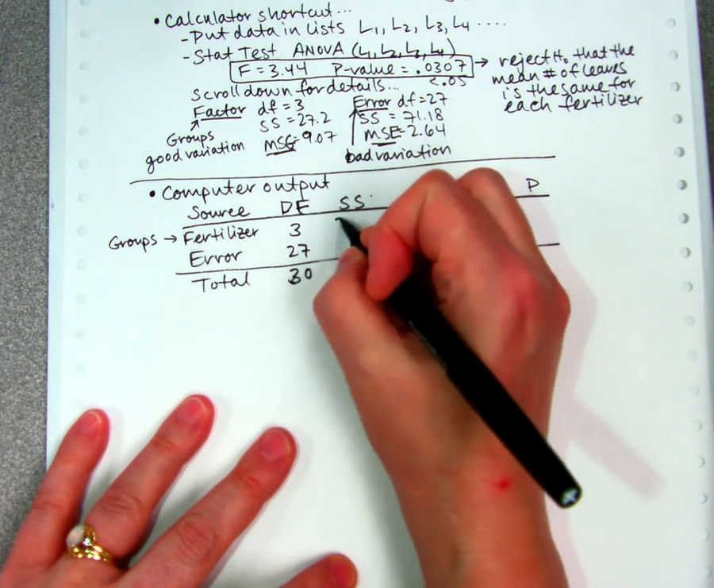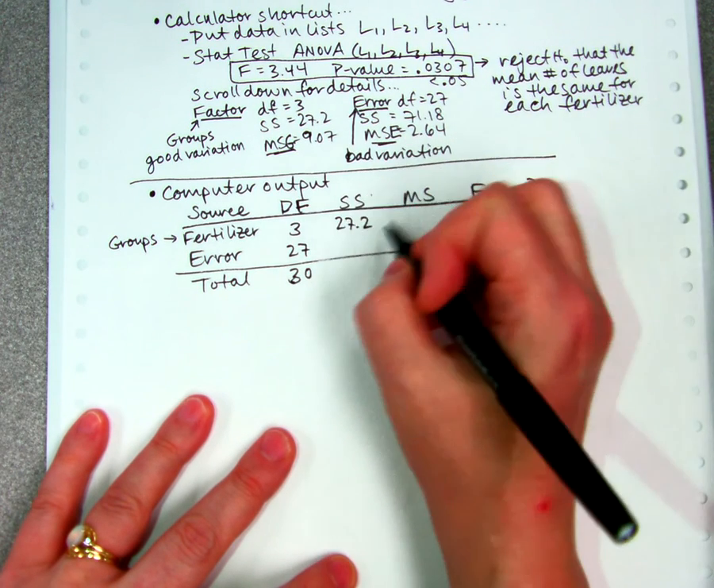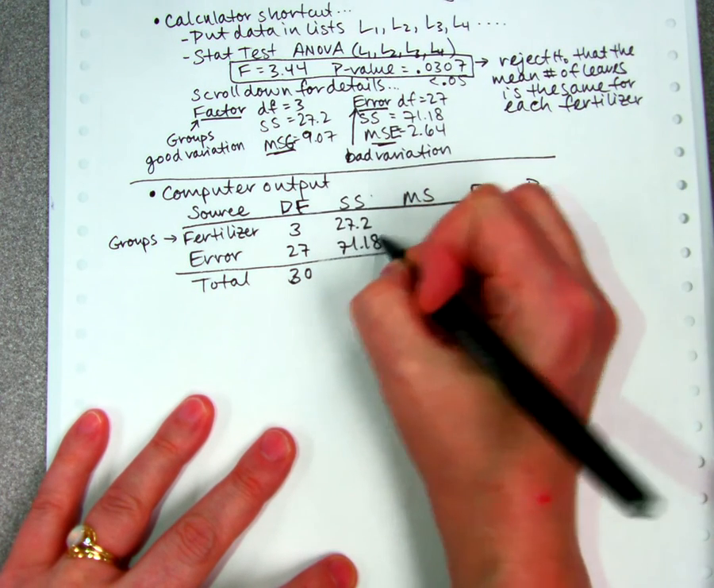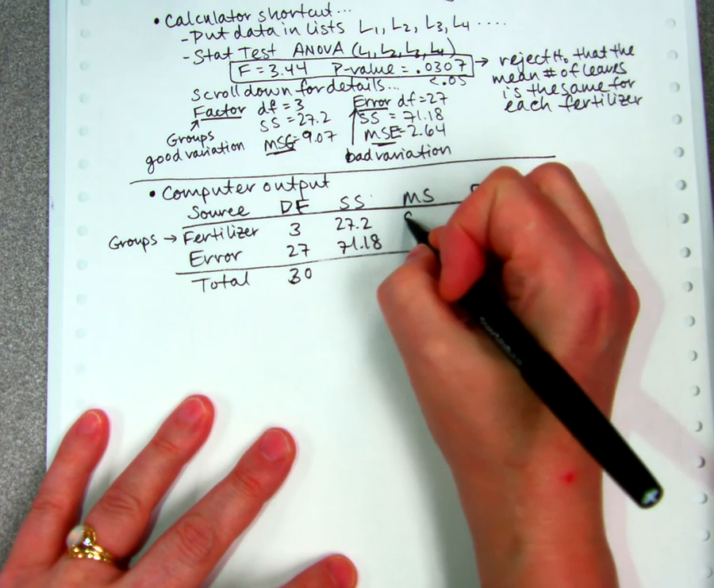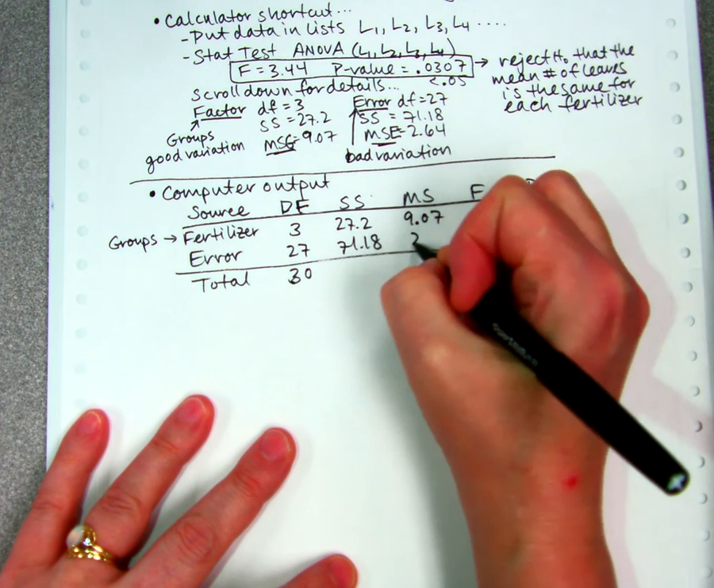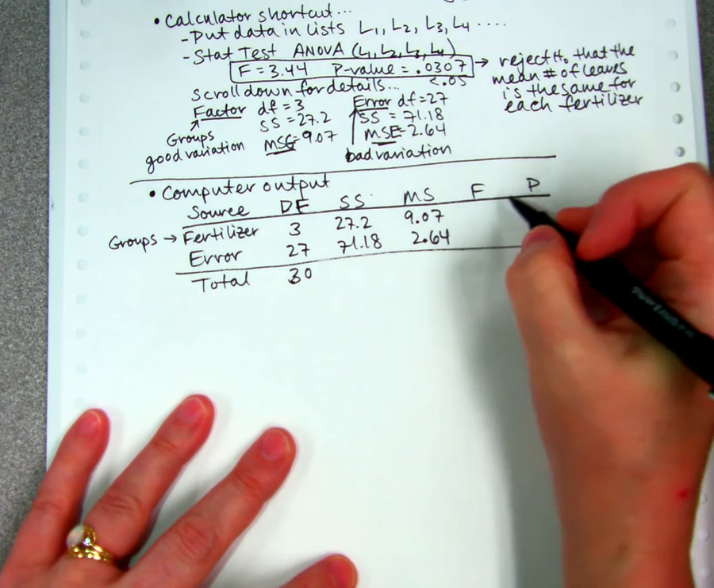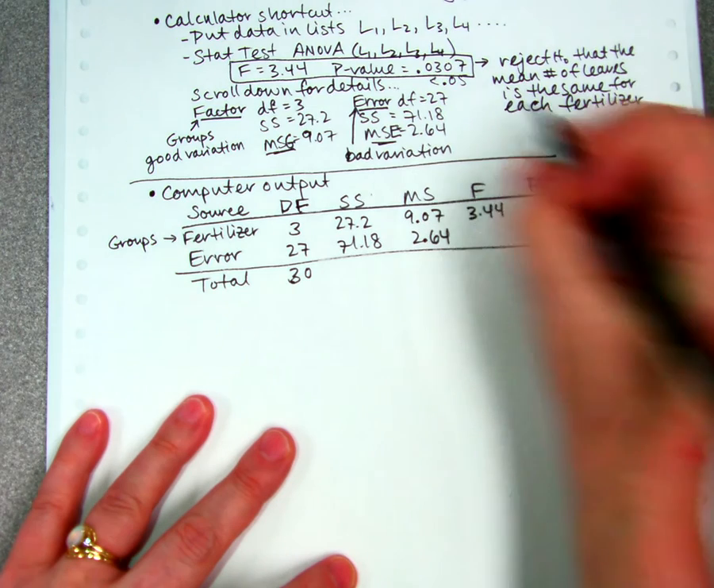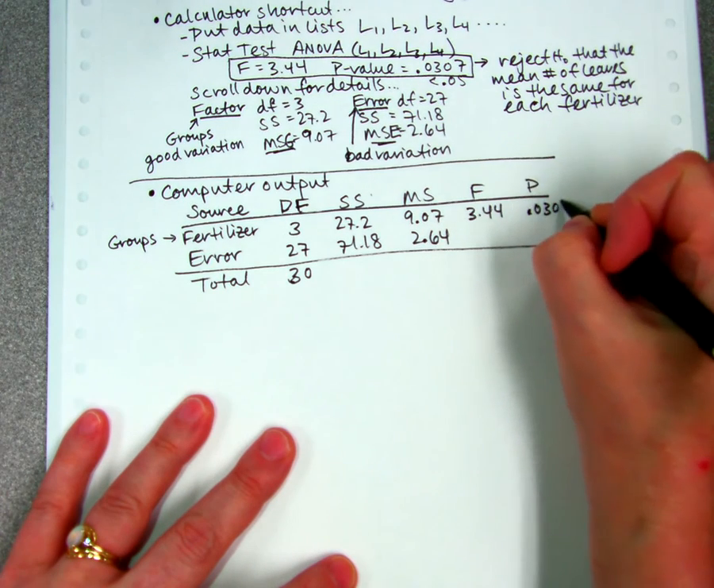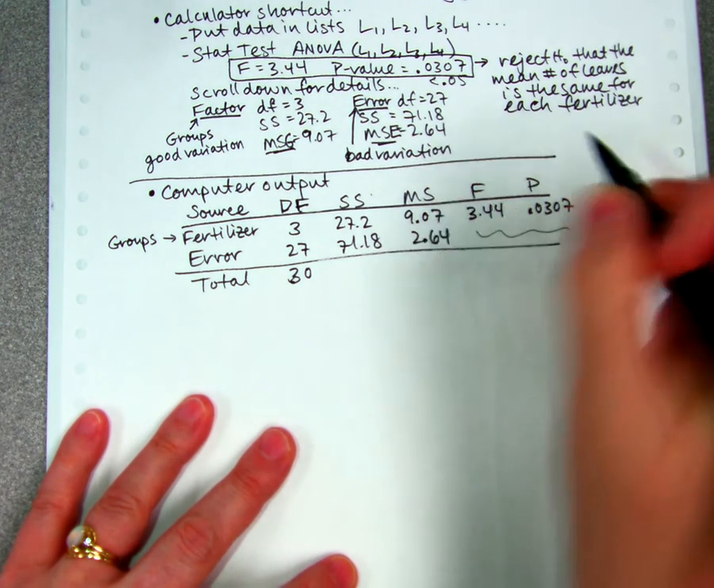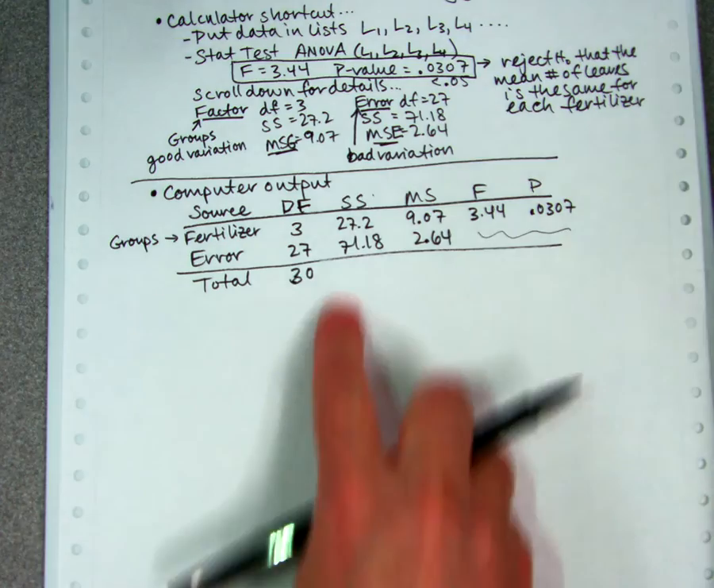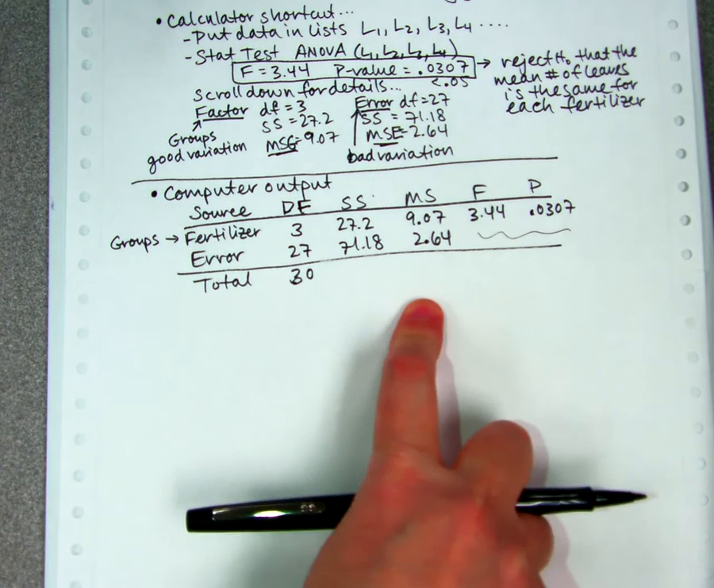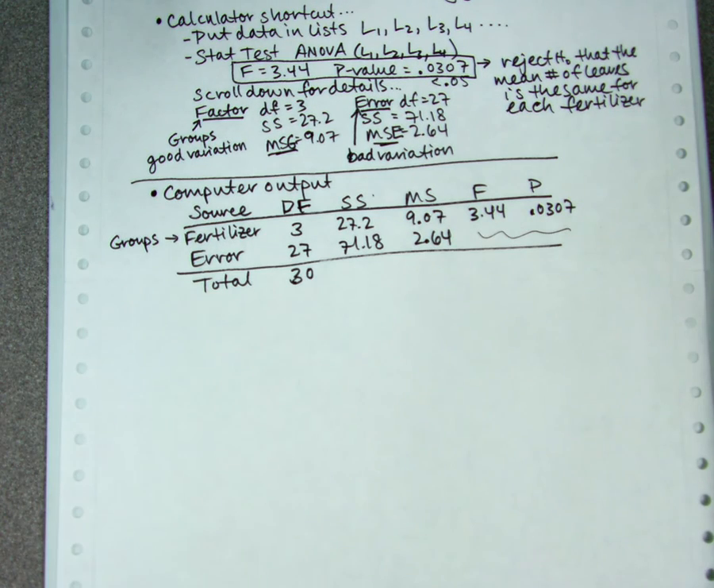SS's are 27.2 and 71.18, and MS's are 9.07 and 2.64, and the F obviously is 3.44, and the P is 0.0307. These two spots are always blank. We're going to ignore them. Sometimes the computer adds these together also. I'm not sure what that's for, so we're not going to worry about it.